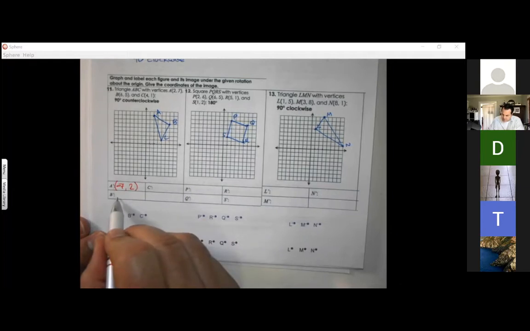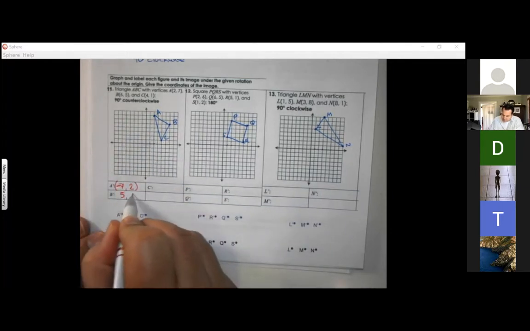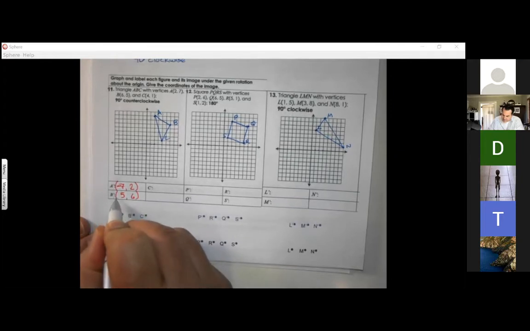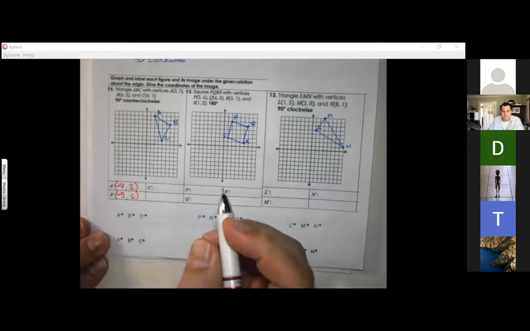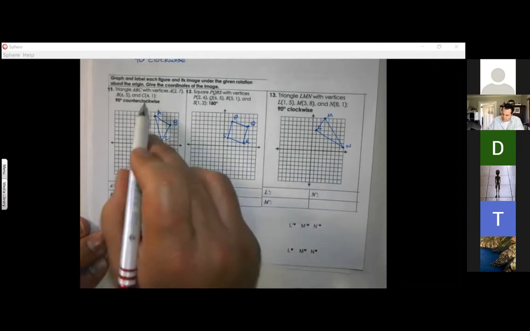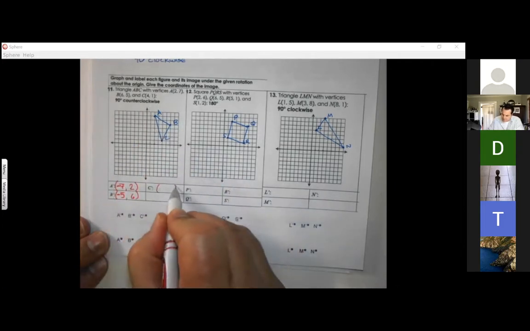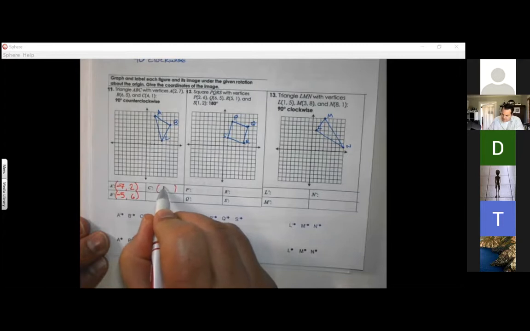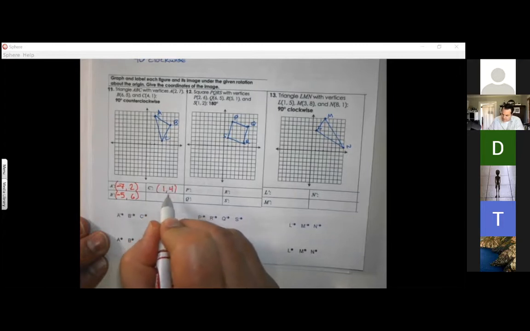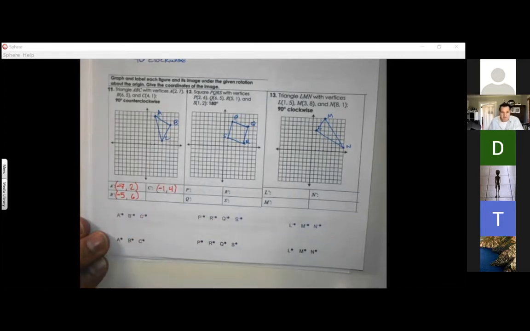The point B prime will trade places. So this will become 5, 6. And the first one will go negative. And then C is going to trade places. So instead of 4, 1, it's going to be 1, 4. And the 1 goes negative.